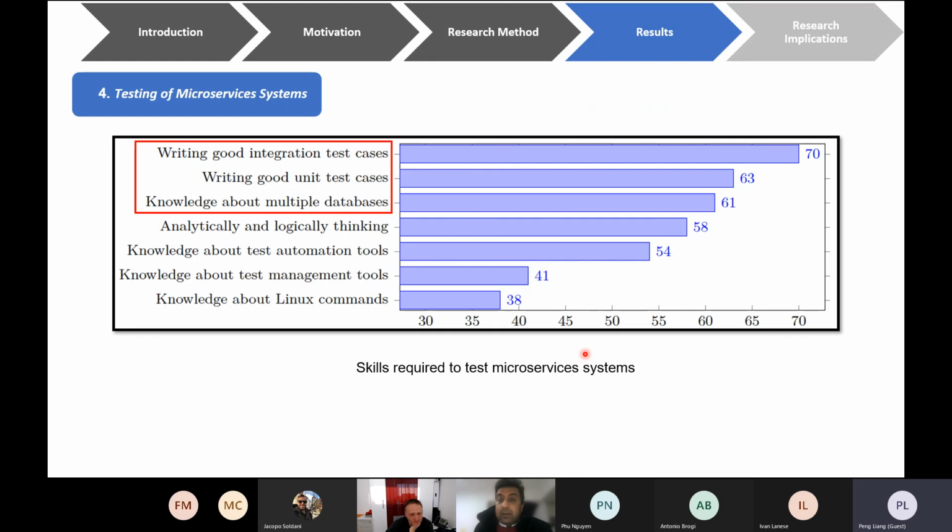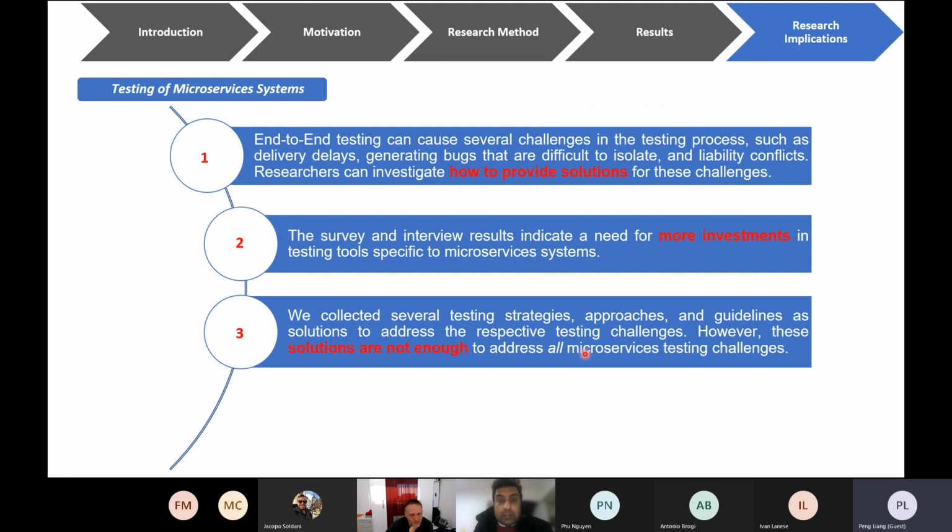So regarding the research implications, we concluded that end-to-end testing can cause several challenges in the testing process, such as delivery delays, bugs that are difficult to isolate, and liability conflicts, etc. Researchers can investigate how to provide solutions for these kinds of challenges. So this is one of the research areas that researchers can work on.